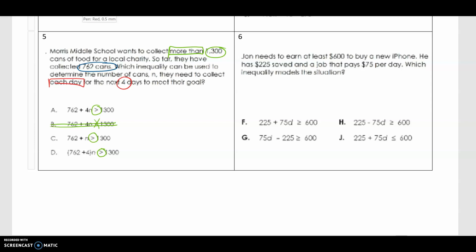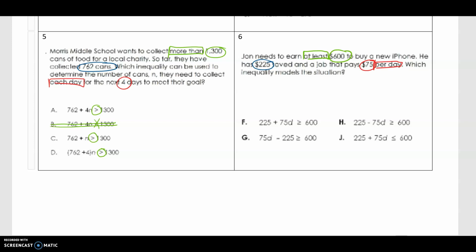Number 6 says John needs to earn at least $600 to buy a new iPhone. He has $225 saved and a job that pays $75 per day. Which inequality meets the model? Okay, so he needs to earn at least $600. So you guys can be looking at your sheet from yesterday to see what at least means. And then he has $225 already saved. So that's our starting point. We already have $225. And then he has a job that pays $75 per day, every day.